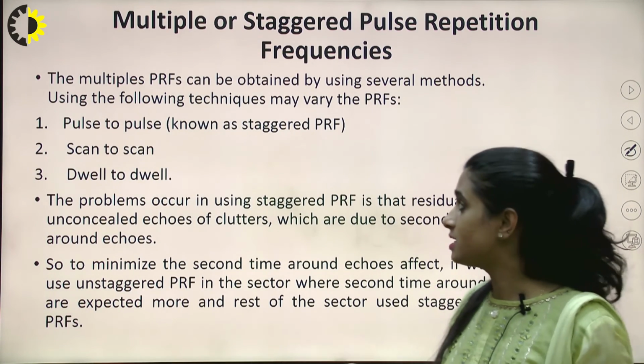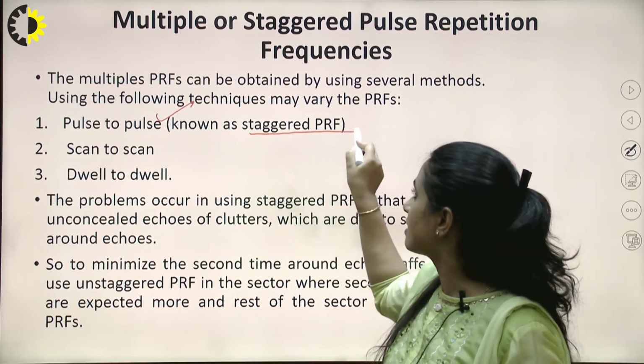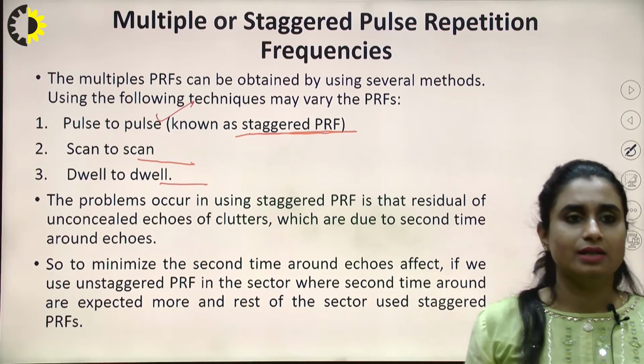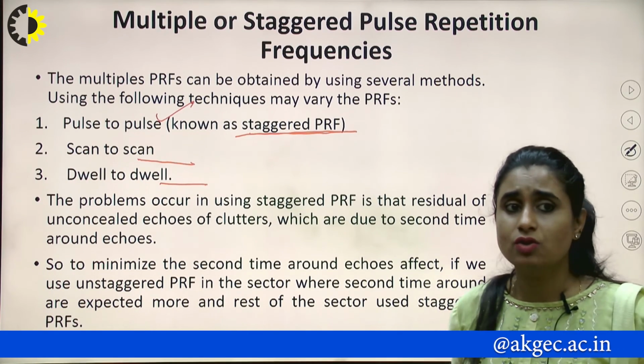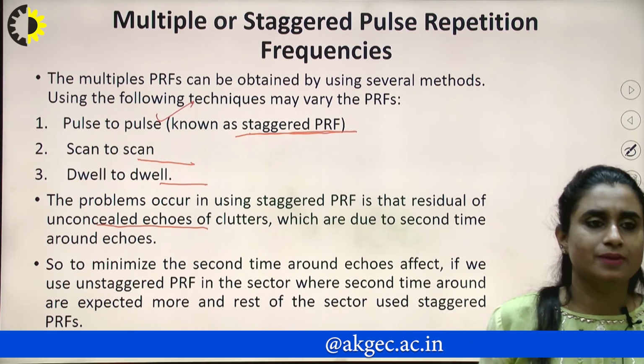We can change the pulse repetition frequency pulse to pulse, which is known as staggered PRF, or we can change it scan to scan or dwell to dwell. The problem in using staggered PRF is the residue of uncancelled echoes. There are still some problems which could be ruled out.